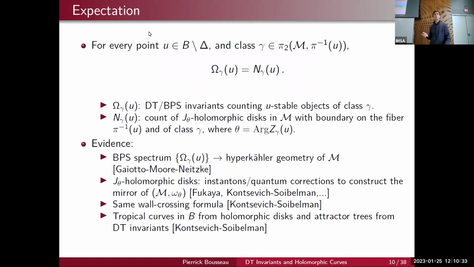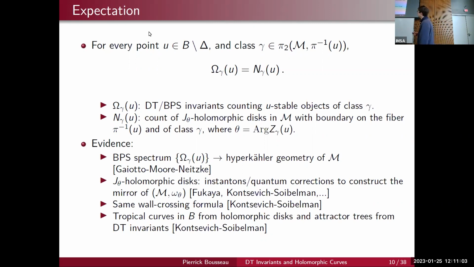Okay, so I've very briefly described the two sides of the story. One side involving this DT invariance omega gamma of u, and the other side, which is this complex integral system curly L. And the general, maybe slightly vague expectation is that there should be a relation between, on one side, omega gamma of u, which has DT or BPS invariance counting u-stable objects of class gamma on one side.